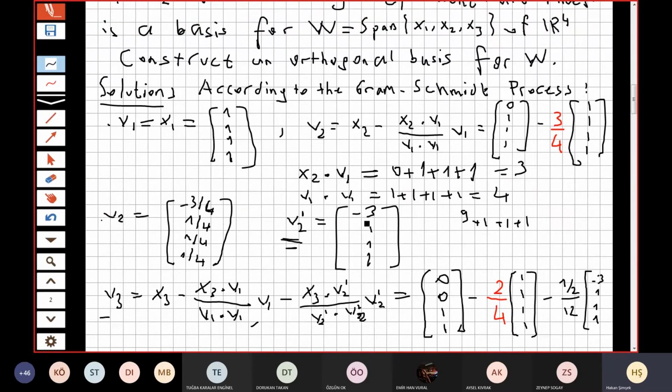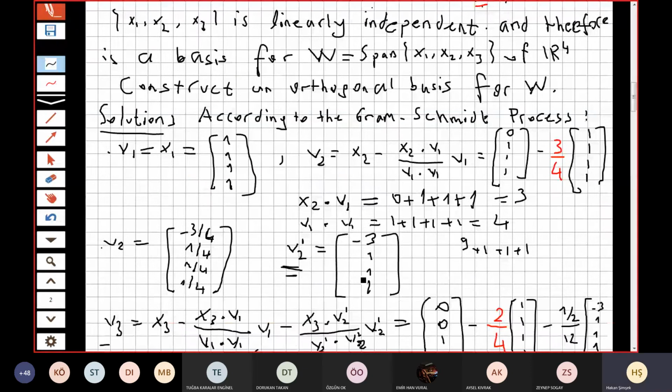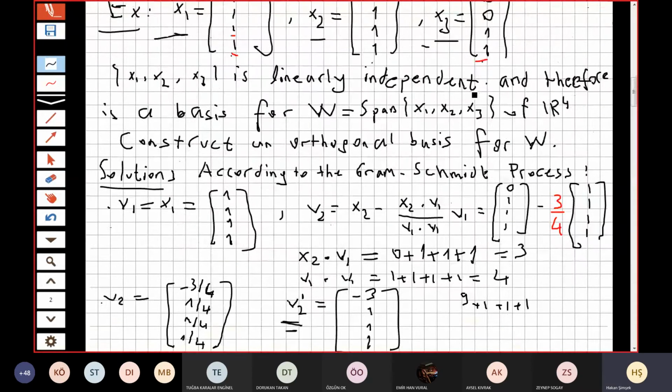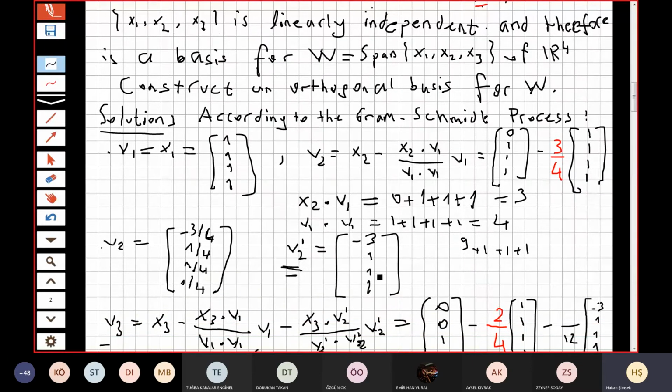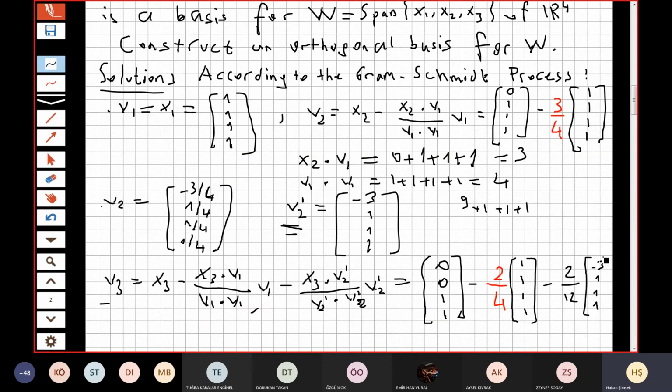From here, okay, we have minus 1 times minus 1 times 1. Okay, I see. So the last components are 1 and 1. 1 times 1 is equal to 1. 1 times 1 is equal to 1. So this is equal to 2. Okay. I think now this is true. Minus 3, 1, 1, 1.